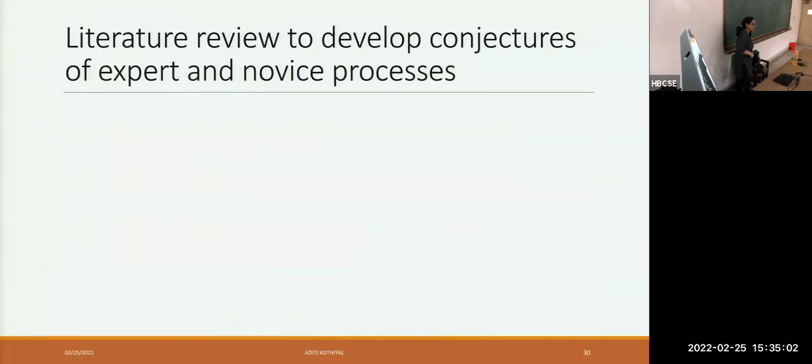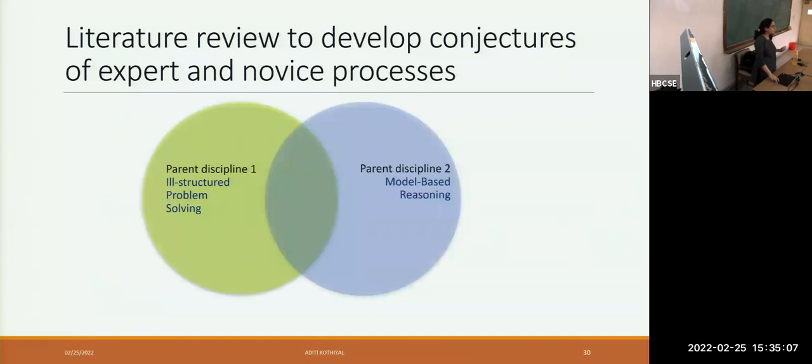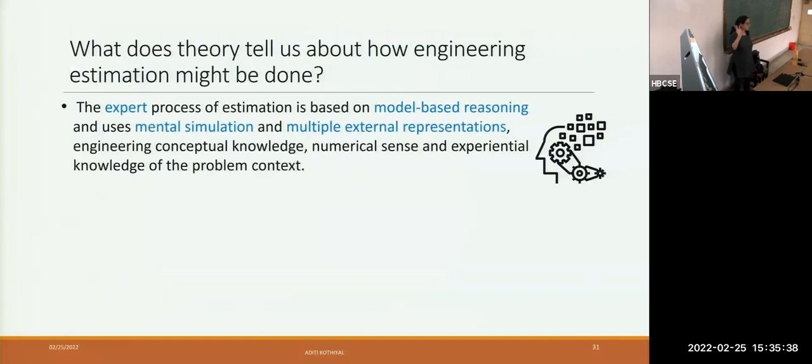So how we go about this is we first do a literature review and develop some conjectures about what the expert and novice processes are and what the underlying cognitive mechanisms could be. Here we look at relevant literature in ill-structured problem solving and model-based reasoning, because there is some research which suggests that estimation involves making models, but we don't know the nature of these models. So we're just looking at literature, and this gives us some conjectures.